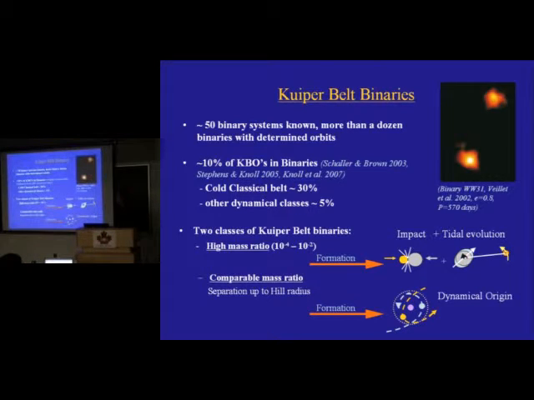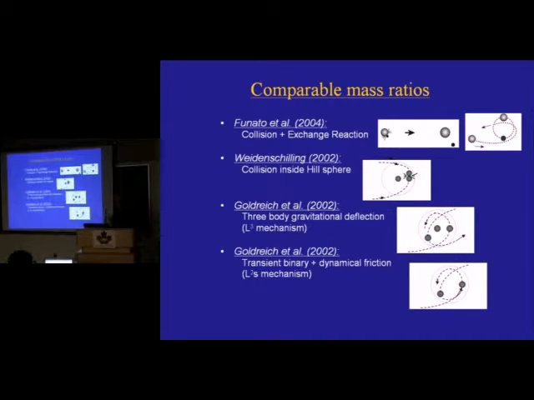And so many groups proposed formation scenarios to explain those wide binaries. One explanation still involves a collision. So you have a collision and tidal evolution, which is kind of the same as for the high mass ratio case. And then you have an exchange reaction that swaps the smaller moon with one of an equal mass body.